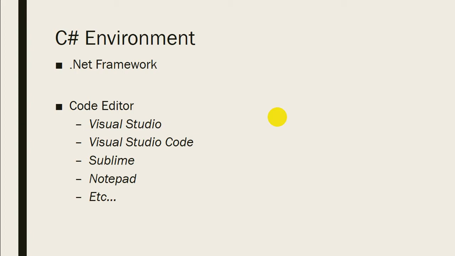So for the C# environment, for C# code execution, we need the .NET framework. The .NET framework is the runtime environment for C# code execution. If you are a Microsoft operating system user, you don't need to install the .NET framework, because as we said, C# is developed by Microsoft, and Microsoft Windows is also a product of Microsoft. So Microsoft Windows has the .NET framework pre-installed, but we need to update it. But if you are a Mac or Linux user, you need to install the .NET framework for C# code execution.